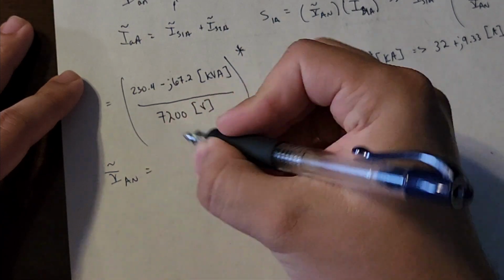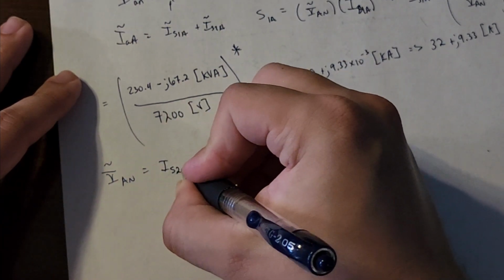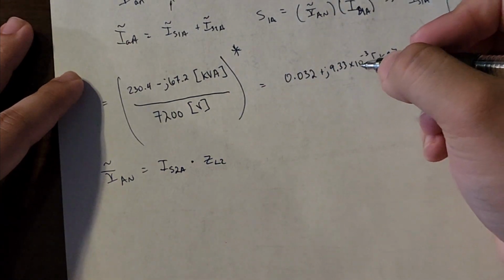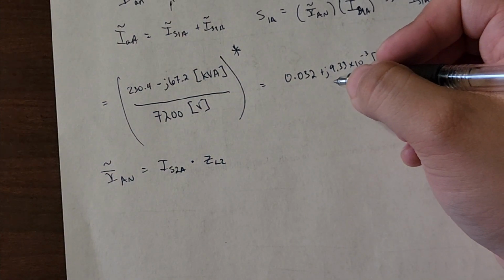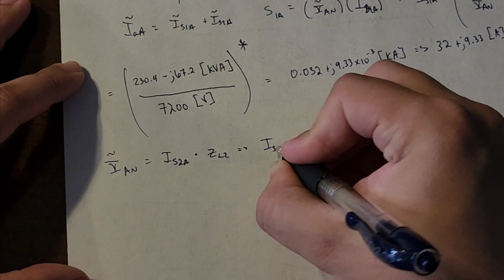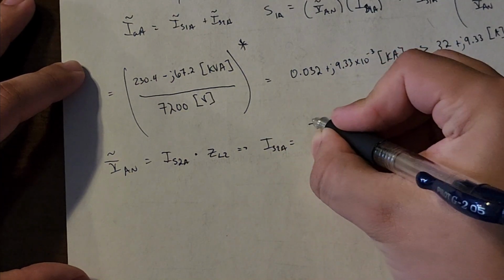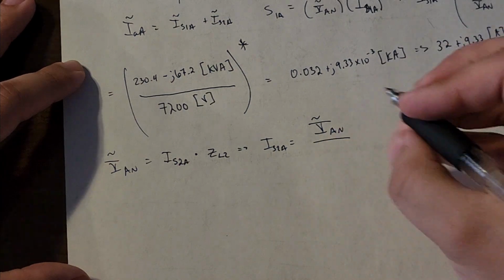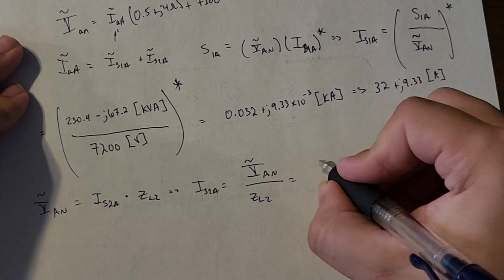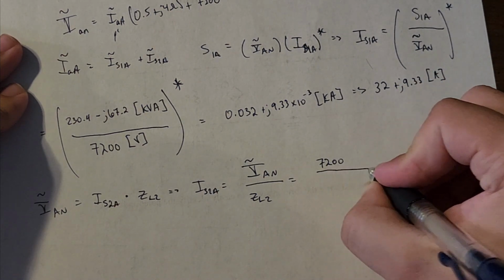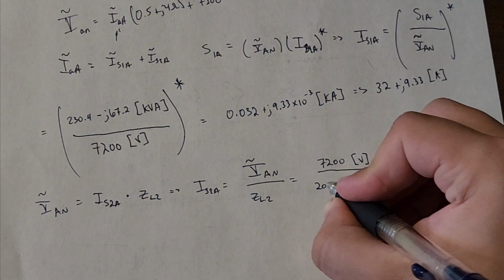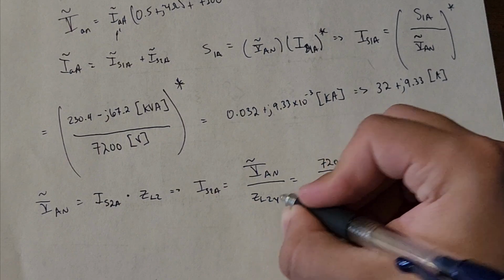VAN is equal to IS2A times the impedance of load 2. I don't know how I labeled it before, but I'm going to say Z load 2. So then we rearrange this, and we get IS2A is equal to the voltage across the load divided by ZL2. Plugging in the values, we know VAN to be 7200, in volts, divided by the load impedance, which is 207.4. I guess I should put a Y here.